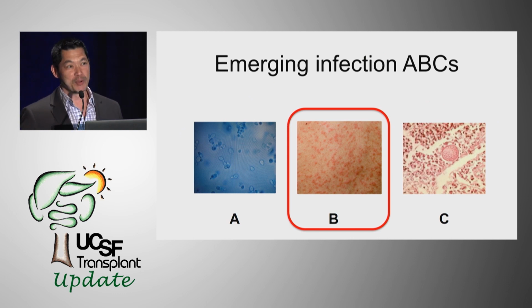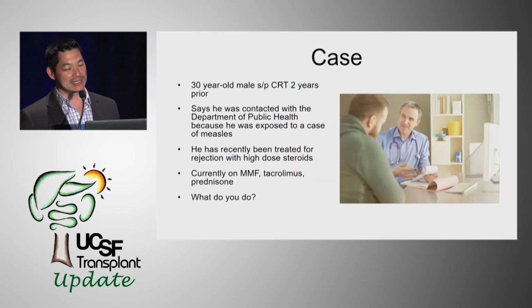Anyway, B is for bonus, and it's not a fungus, but it's this particular scenario that we've been becoming more and more attuned to. A 30-year-old male status post cadaveric renal transplant 2 years prior says he was contacted by the Department of Public Health because he was exposed to a case of measles. He has recently been treated for rejection with high-dose steroids. He's currently on MMF, tacrolimus, and prednisone.